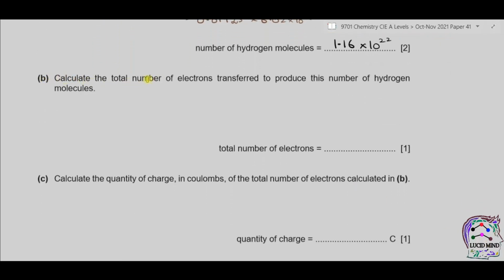Part B. Calculate the total number of electrons transferred to produce this number of hydrogen molecules. As we know, at the cathode reduction occurs. H+ ions move towards the cathode, gain electrons and form hydrogen. Now balancing this equation, we have 2 electrons with 2 H+. So we can see that for 1 molecule of hydrogen we need 2 moles of electrons.